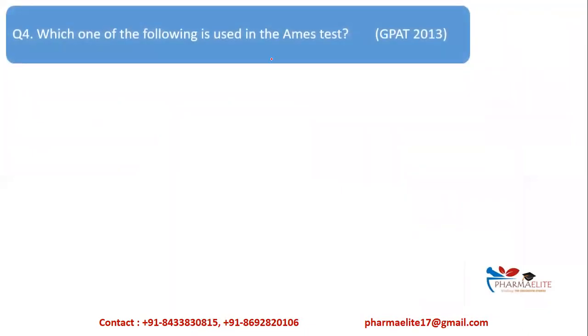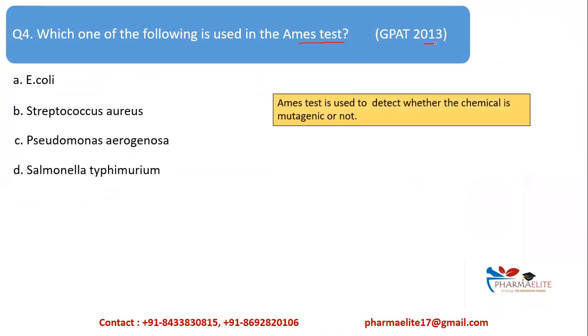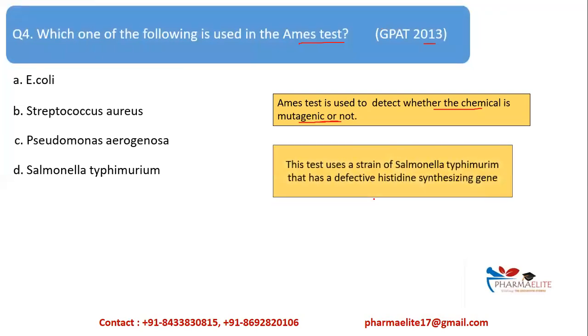Next question, which of the following is used in AMS test? ये क्वेश्चन है GPAT 2013 के पेपर से. Options: E. coli, Staphylococcus aureus, Pseudomonas aeruginosa, and D. Salmonella typhimurium. Now AMS test, what is it used for? It is used to detect whether a chemical is mutagenic or not. अभी ये AMS test में होता क्या है? This AMS test will use a strain of Salmonella typhimurium which has a defective histidine synthesizing gene.